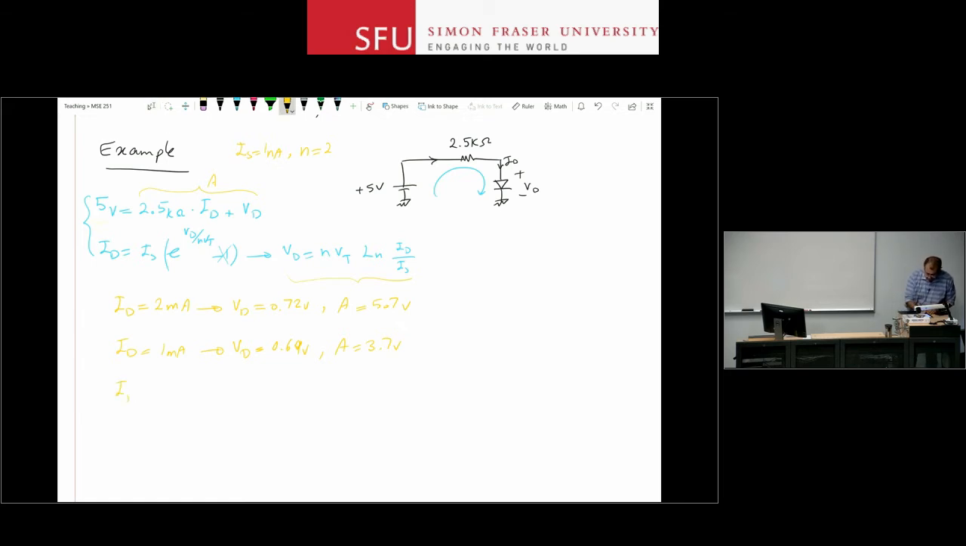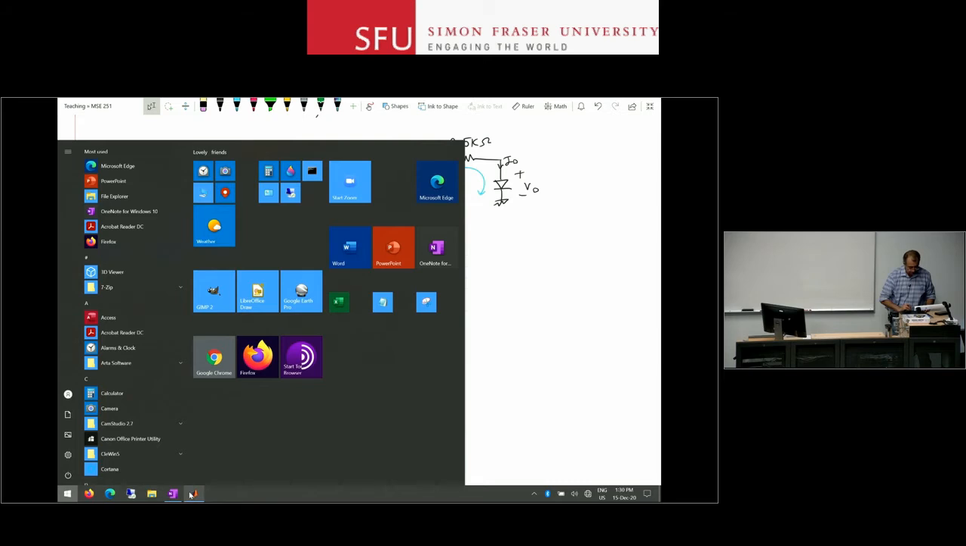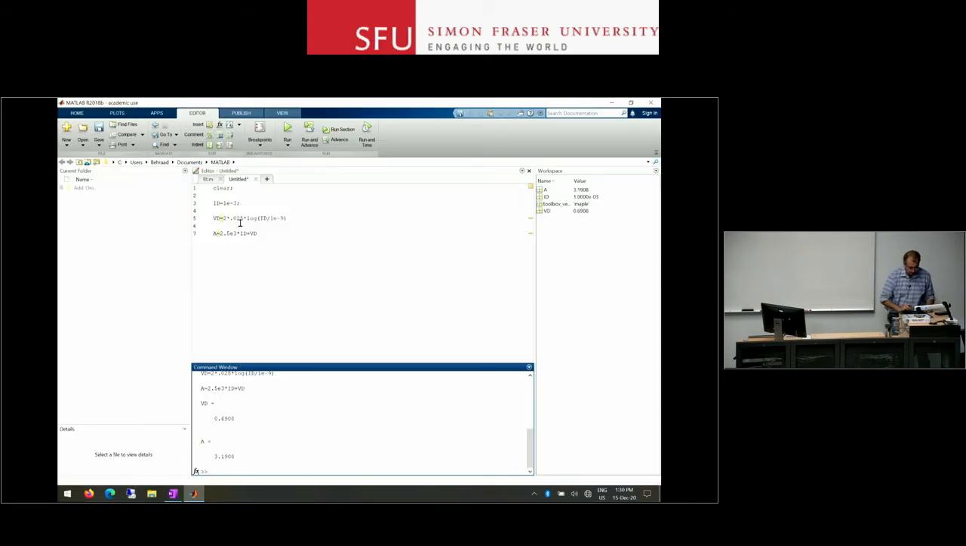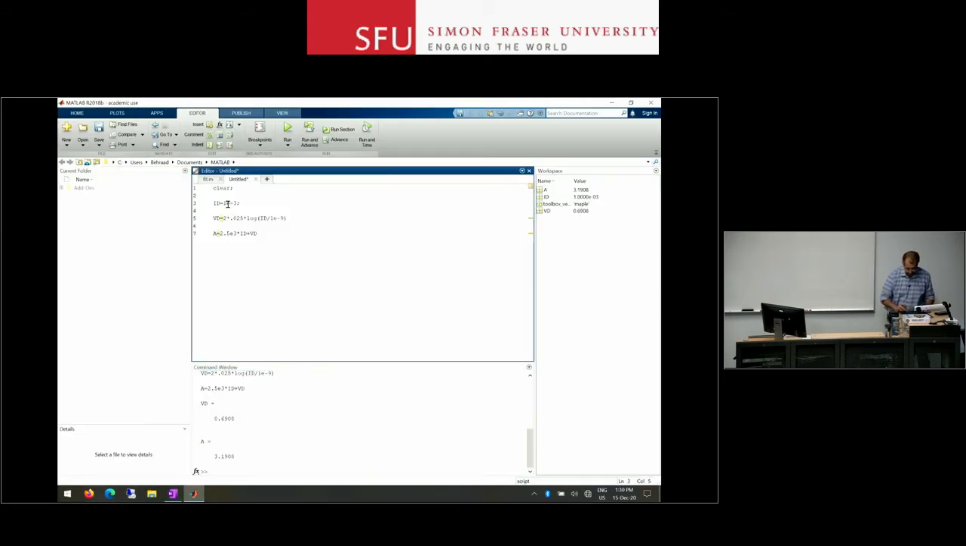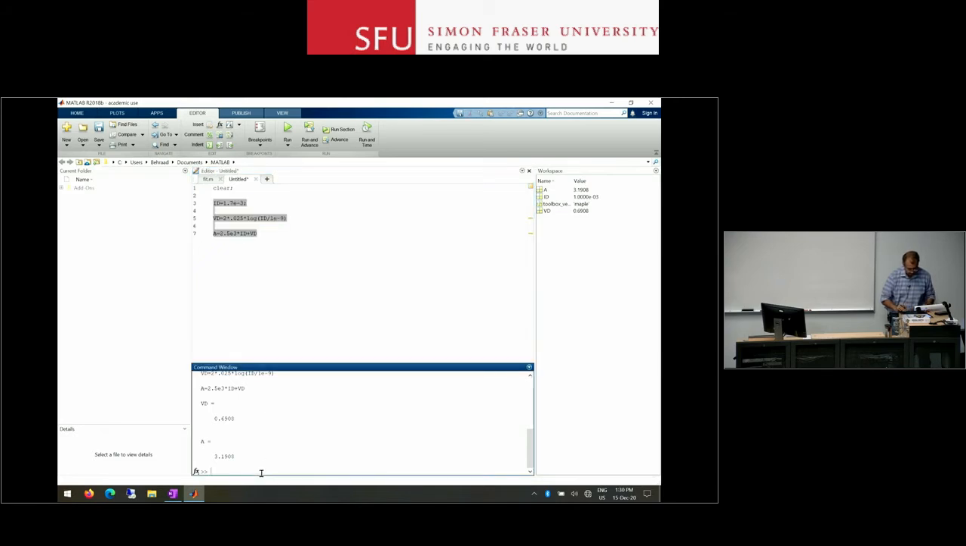So I'm going to say 1.7 milliamps for my third guess. And again, I go back and redo my calculations. You normally do this with a calculator. So let's just choose 1.7 milliamps for ID and recalculate these values.